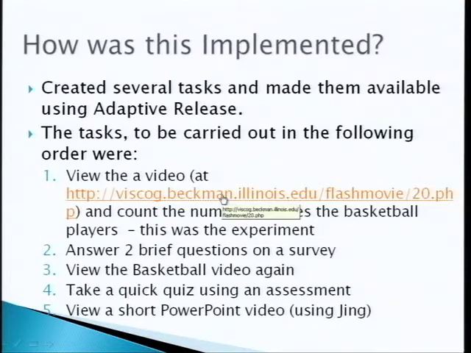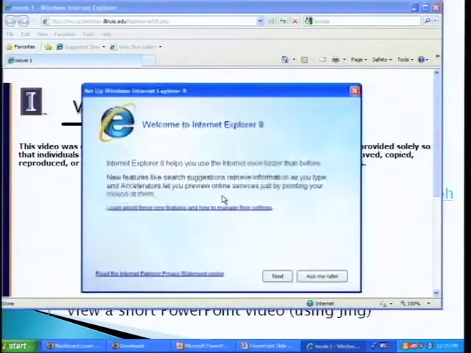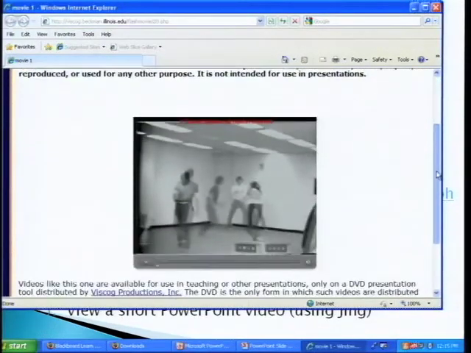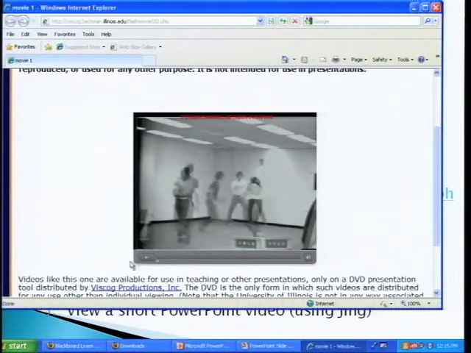Whoops, there it goes. Let's see. Okay. Oh, that's later. Okay, so here's the experiment. So just count the number of times that the basketball is passed among the different players. It's a little fuzzy, but see if you can count that, and we'll.